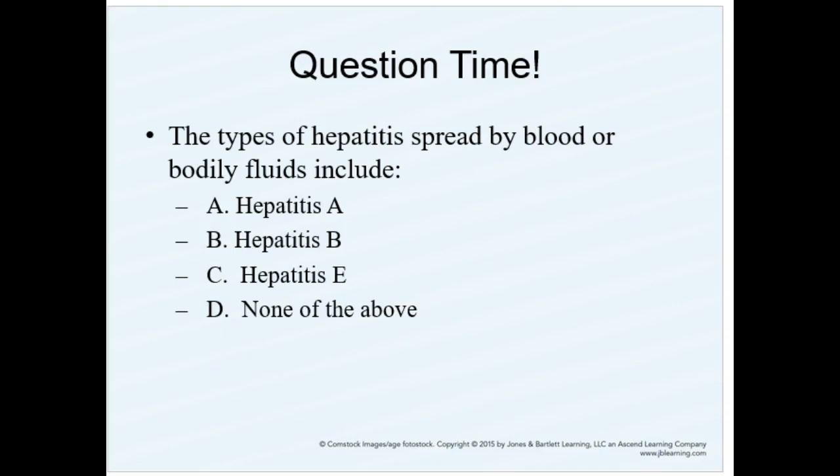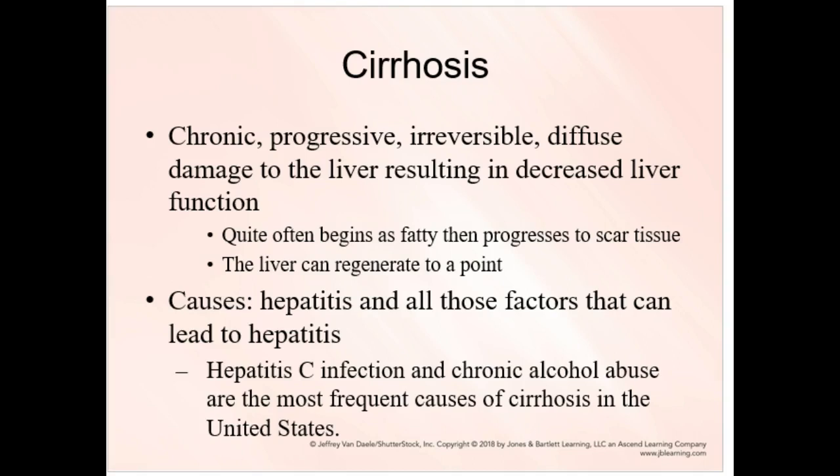Little quick question for you. The types of hepatitis spread by blood or bodily fluids would be A, hepatitis A, B, hepatitis B, C, hepatitis C, D, hepatitis D, E, hepatitis E, or F, none of the above. Go ahead and answer that. Pause if you must, and we will move on to cirrhosis.